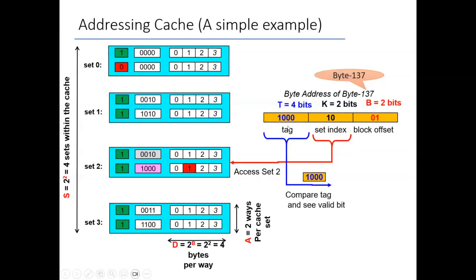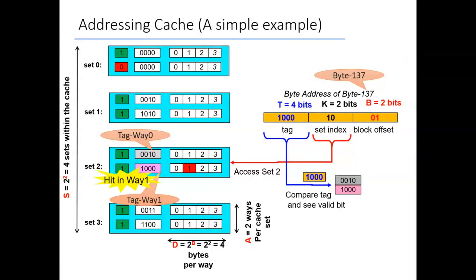This is my incoming tag, which is 100. It is compared with the tag of way 0 and the tag of way 1. If this tag matches the second tag and the valid bit of the second way is 1, it means there is a hit in way 1. Which byte we access is given by the byte offset field. This is 01, so we are accessing byte 1 of way 1.